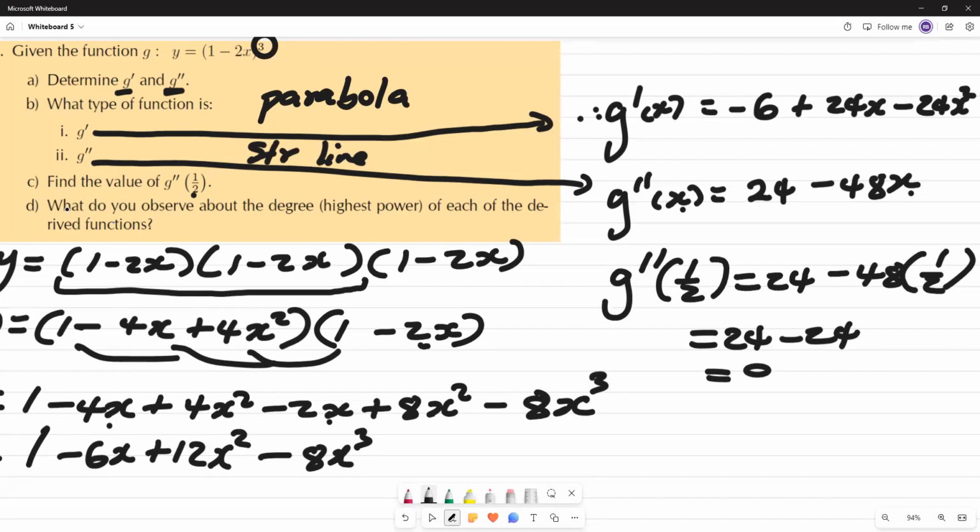Right. Now they say, what do you observe about the degree or the highest power of each of the derived functions? The highest power of each derived function is 1 less than the original function. For example, here the highest power was 3. Here the highest power is 2, which is 1 less. So the first derivative is an x squared, and then the function was x cubed. Which means the highest power of the derived function is 1 less than the original function.